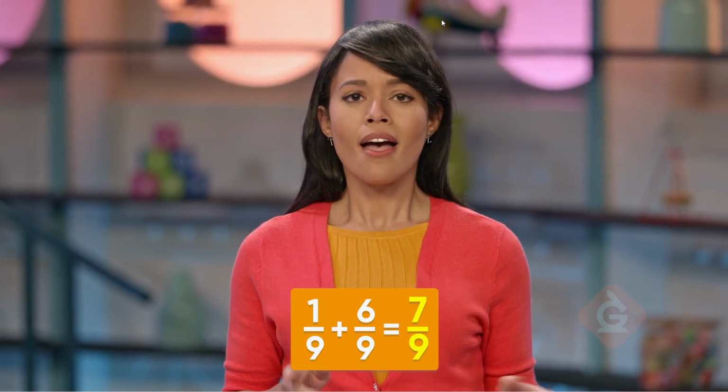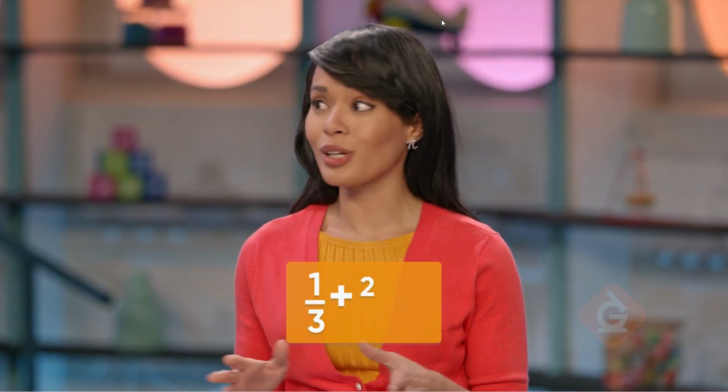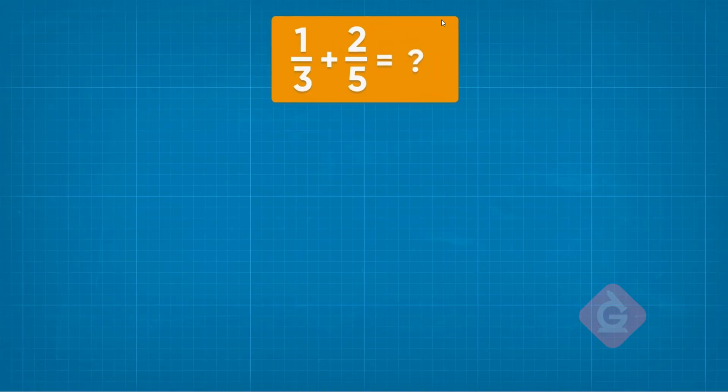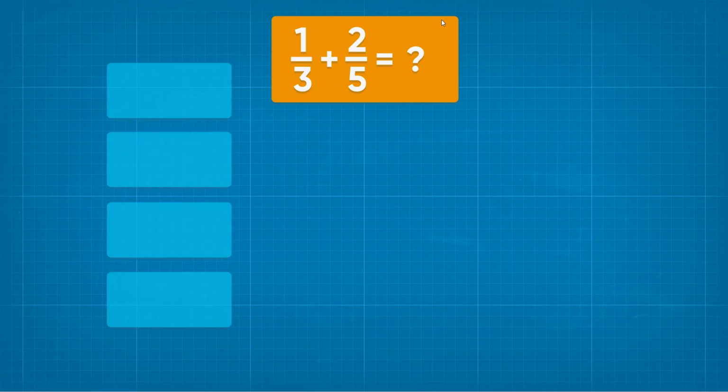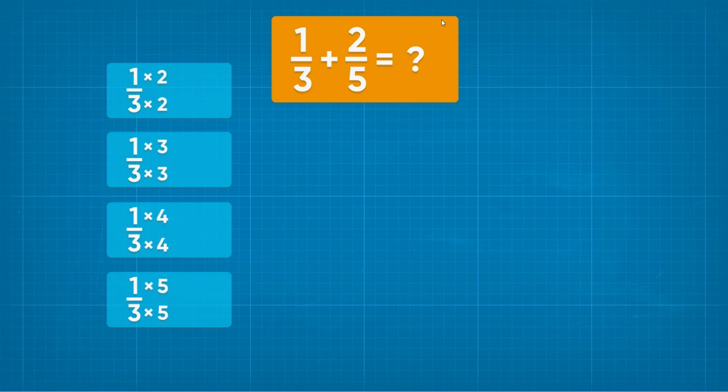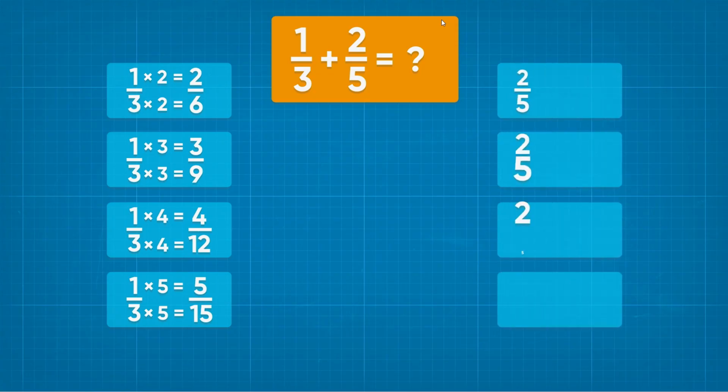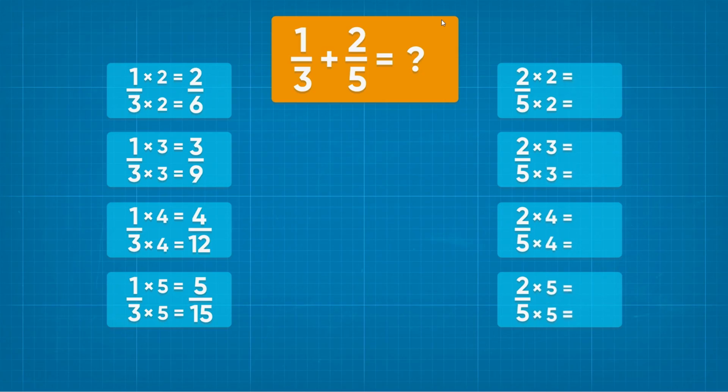Let's try another one. How about 1/3 plus 2/5? First, we need to make common denominators. We do that by finding equivalent fractions. I'll find some for 1/3. We just multiply the numerator and denominator by the same number. So equivalent fractions for 1/3 would be 2/6, 3/9, 4/12, and 5/15. That should be enough. And I'll do the same thing for 2/5. Its equivalent fractions would be 4/10, 6/15, 8/20, and 10/25.